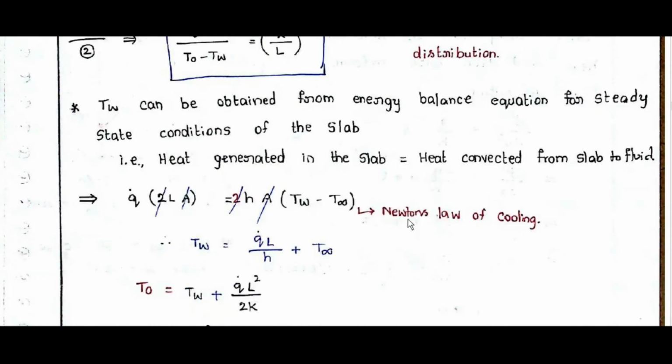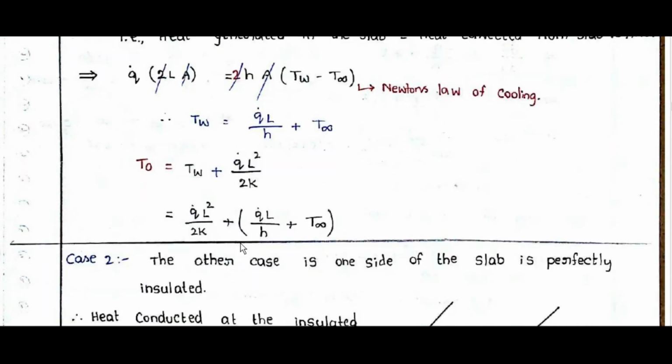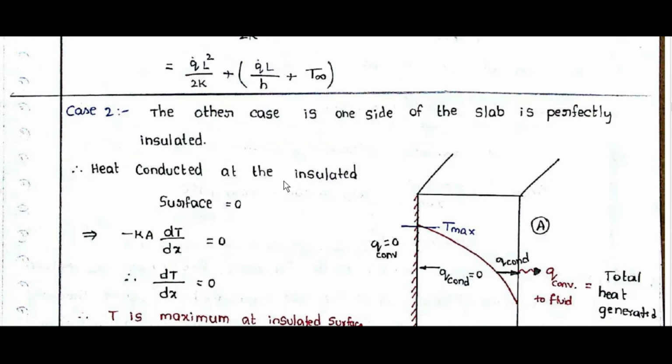TW can be obtained from the energy balance equation from steady state condition of the slab. That is, heat generated in the slab is equal to heat convected to the fluid. q dot L A is equal to 2hA into TW minus T infinity. TW is equal to q dot L by h plus T infinity. T naught is equal to TW plus q dot L square by 2k, which is equal to q dot L square by 2k plus q dot L by h plus T infinity.